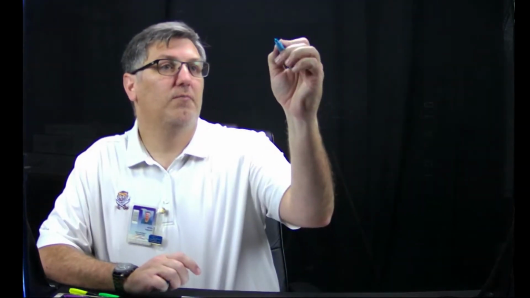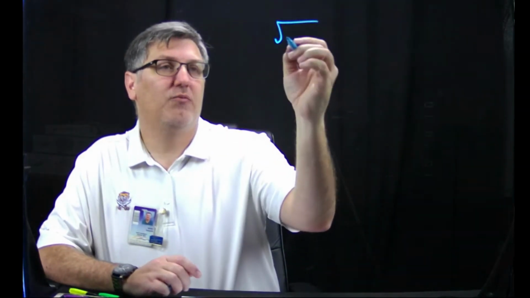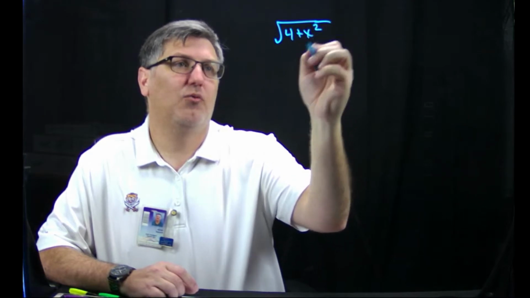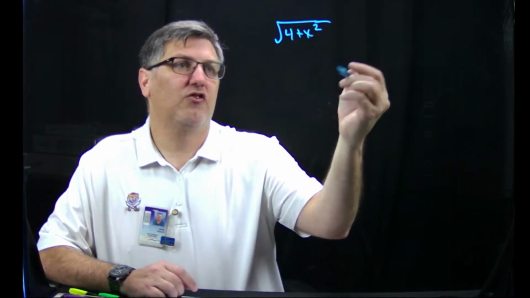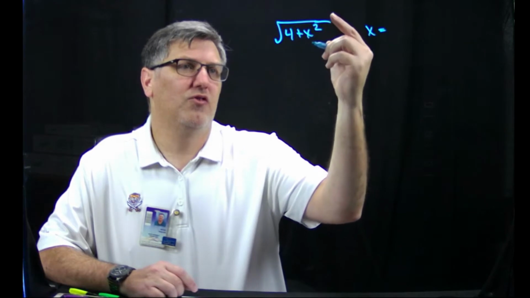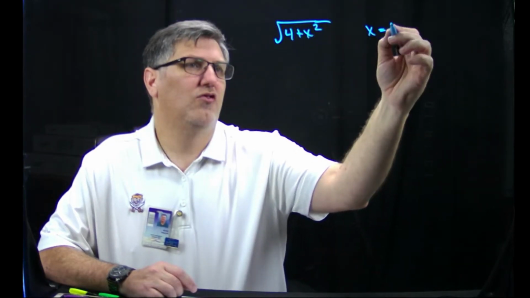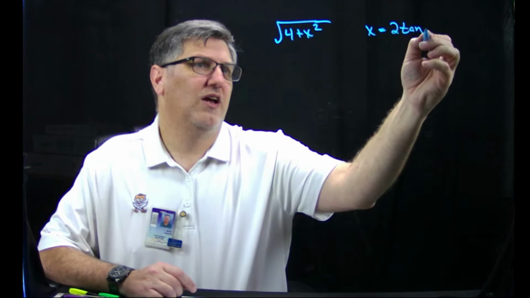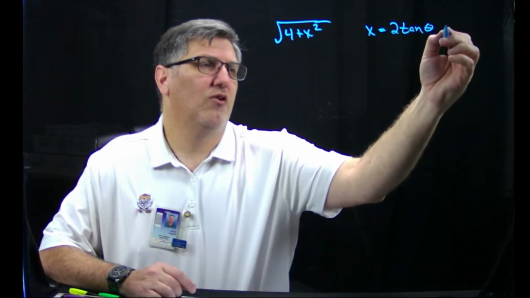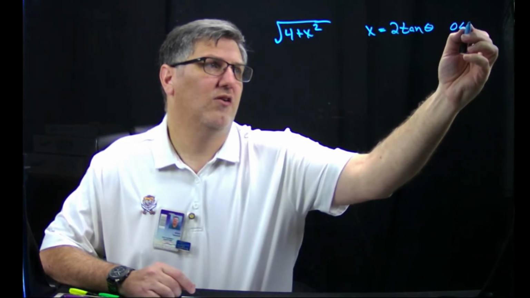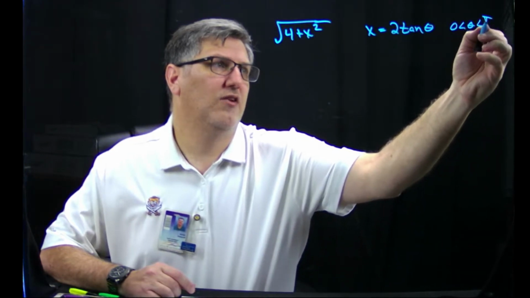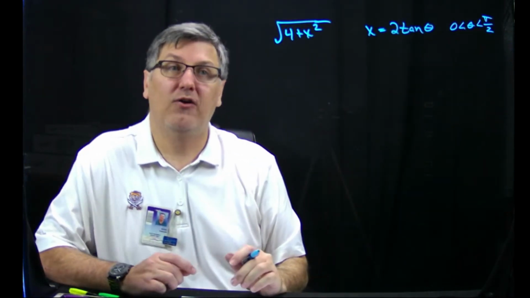All right, actually, before we jump into verifying, what we're going to do is simplify an algebraic expression down into a trigonometric expression. So I'm going to do something like the square root of 4 plus x squared, and I'm going to tell you that x equals 2 tangent theta. And I'm going to tell you that theta is in quadrant 1, between 0 and pi over 2.